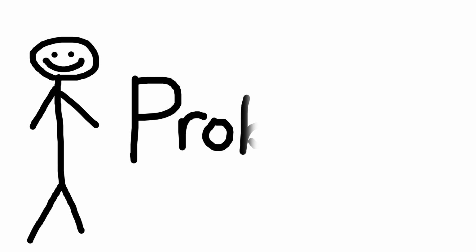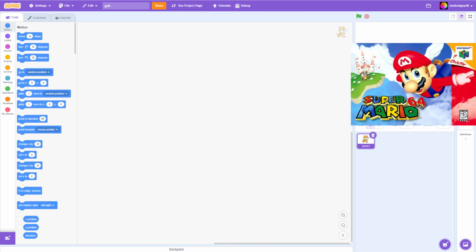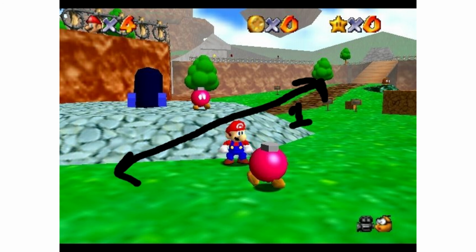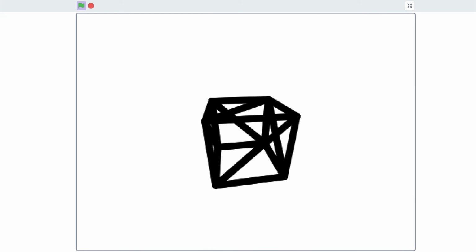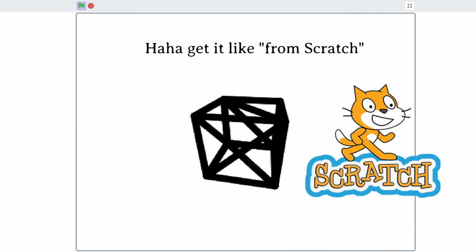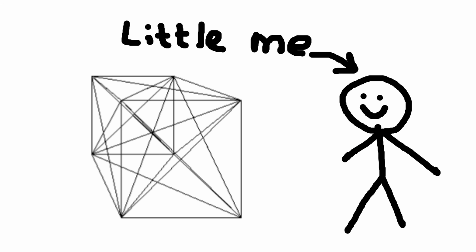Probably the biggest problem with this is that Scratch only has 2 dimensions, but Mario 64 has 3. Which is why, in this video, I'm going to go through all the steps it took me to make a 3D engine, completely from scratch. I do have some experience making a 3D engine, so I won't be going in completely blind.